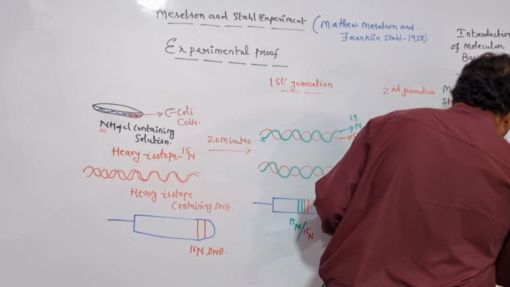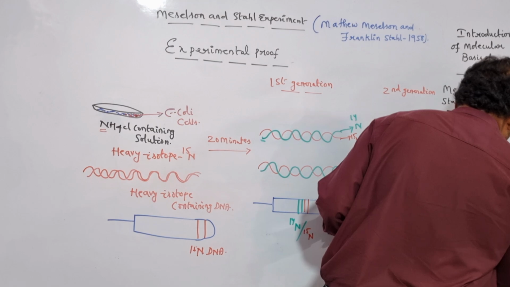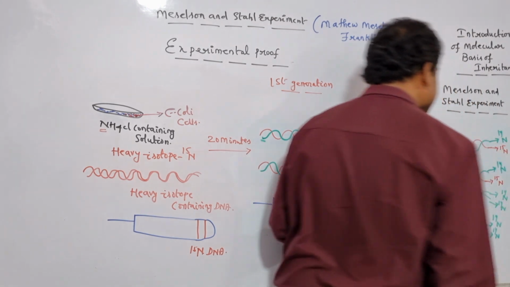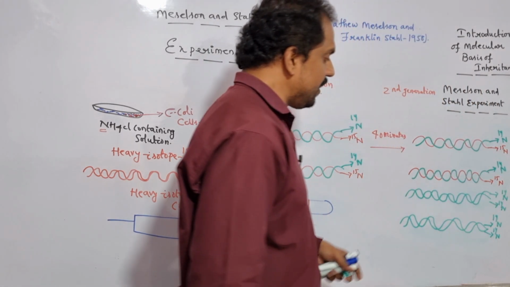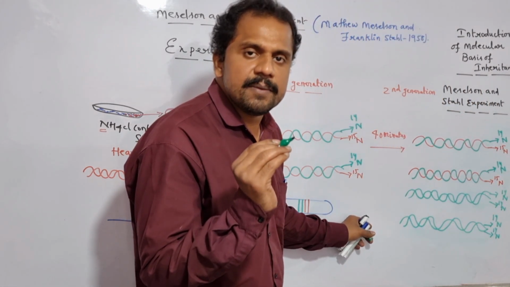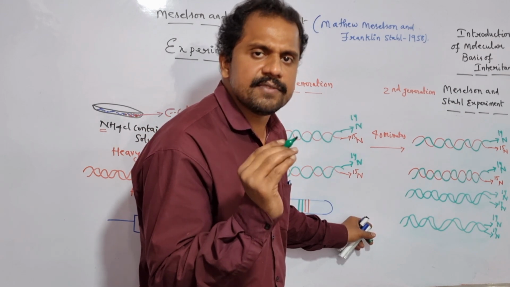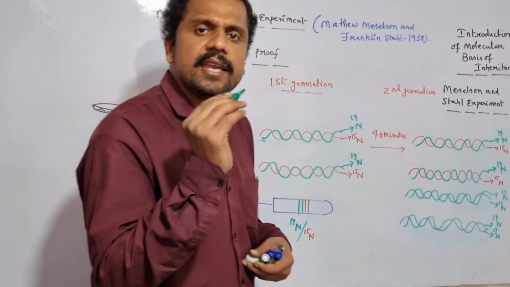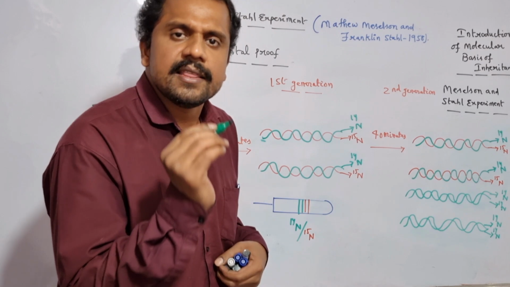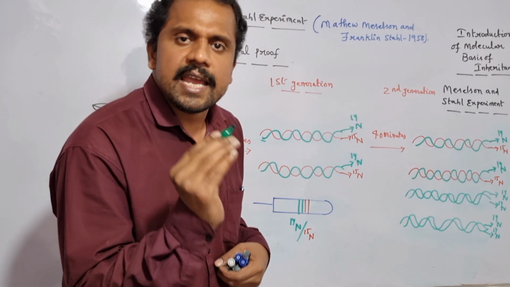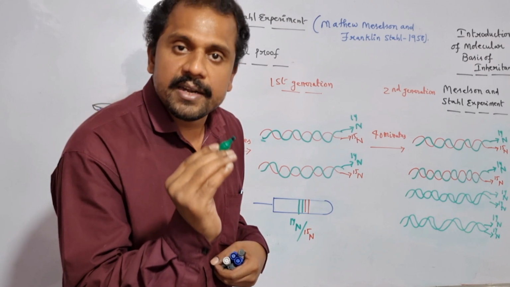Here it is N14 and N14. So after the successful isolation of the DNA from the E. coli cells, these people carried out density gradient centrifugation. And in the case of the density gradient centrifugation, they observed the N14 containing DNA remained at the top, whereas the N15 containing DNA remained at the bottom.